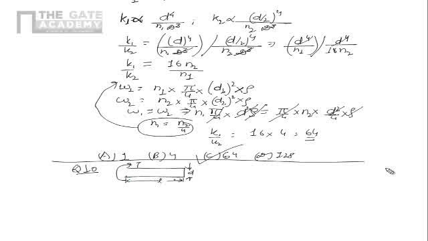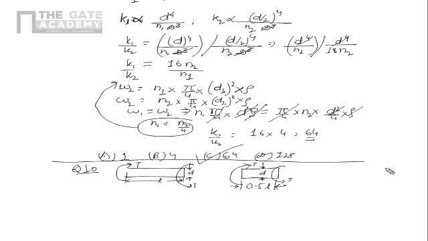Another shaft B made of aluminum of the same diameter D and length 0.5 L is also subjected to the same torque T. Now this is the other shaft. It is subjected to T. Its length is 0.5 L while the diameter is the same.